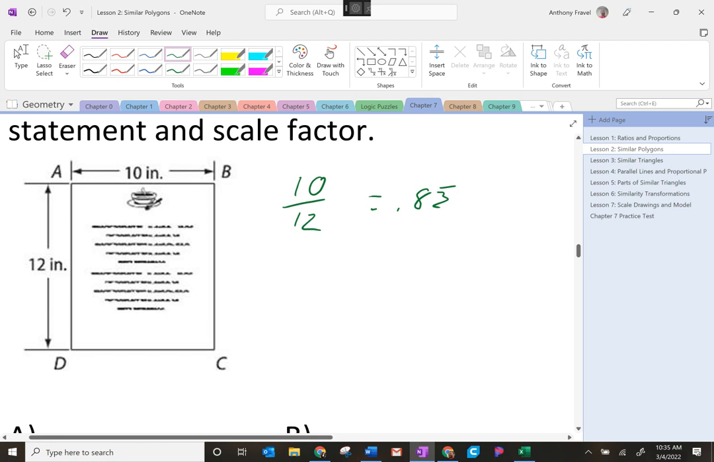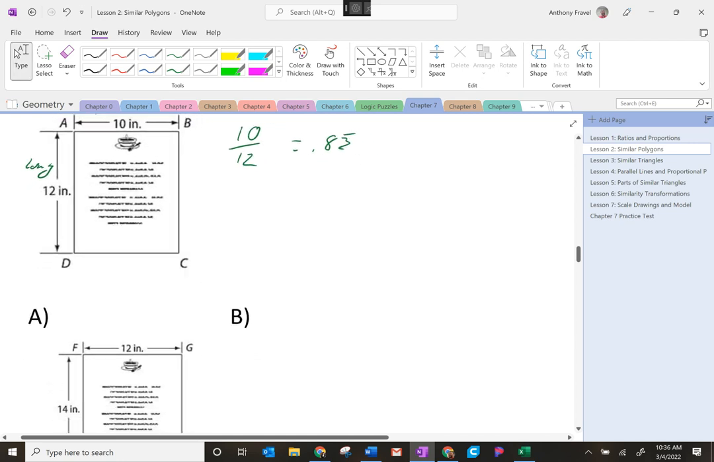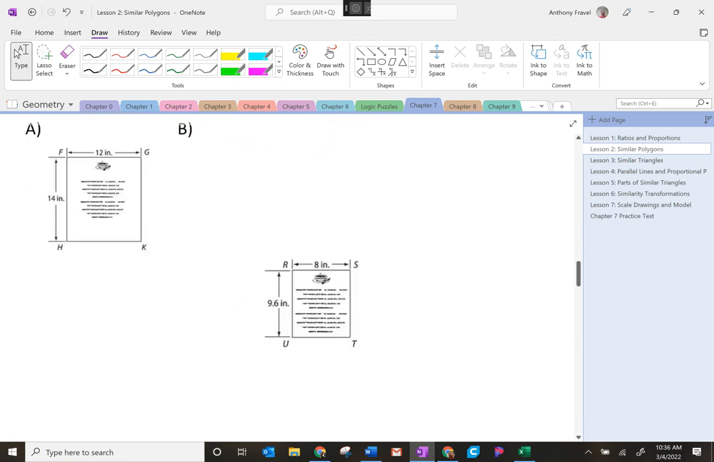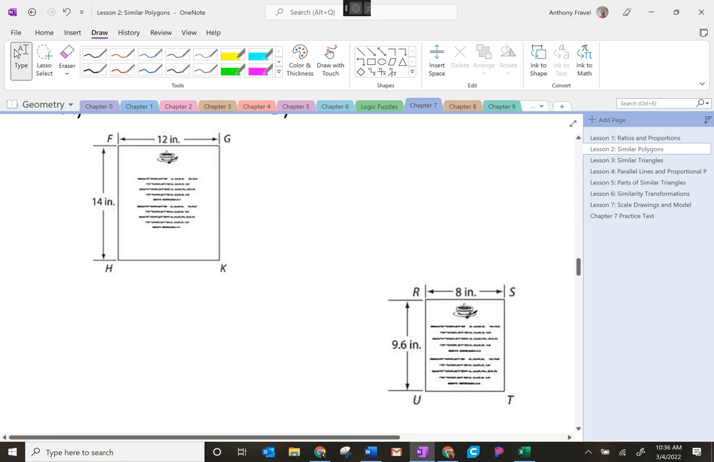So looking at this rectangle, this piece of menu, that's what I need to have proportional. So I need to put the short side over the long side. Okay, so I'm going to look at these next two that they gave us. Oh, I'll just do one at a time. I don't know why it went down that low.